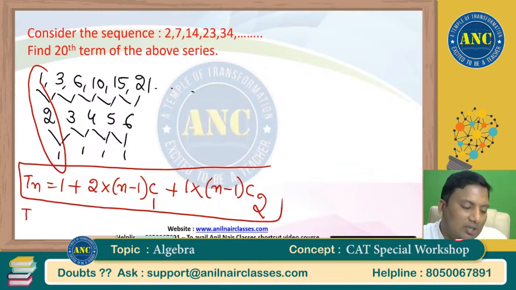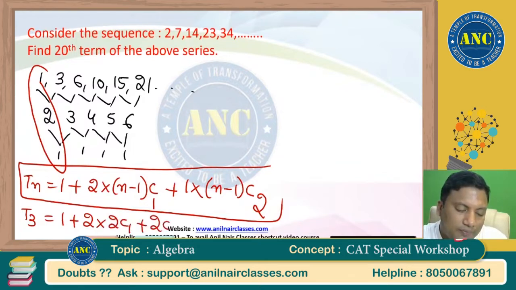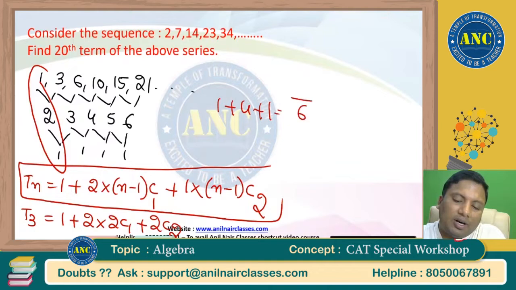Let us see. T3. T3 is 1 plus 2 into 3 minus 1, 2C1, plus 3 minus 1, 2C2. 2C2. 1 plus 2, 2s are 4. 2C2 is nothing but 1. 1 plus 4 plus 1, it is nothing but 6. I hope the idea is clear.